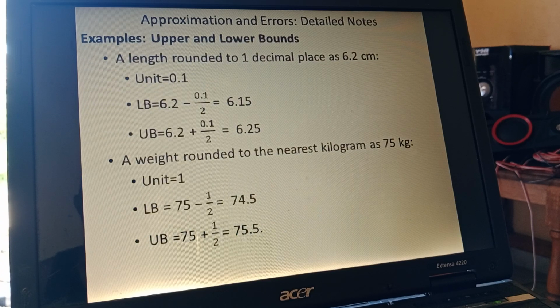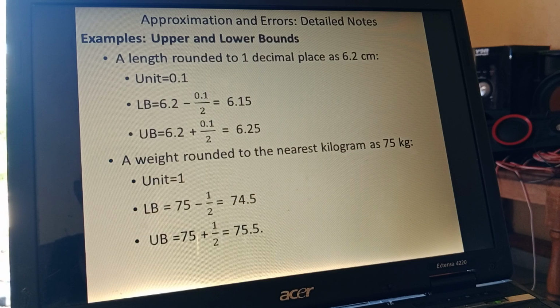Upper and lower bounds. Examples. A length rounded to 1 decimal place is 6.2 centimeters. So the unit is 0.1. Lower bound: 6.2 minus 0.1 over 2, which gives you 6.15, and upper bound: 6.2 plus 0.1 over 2, which is 6.25.